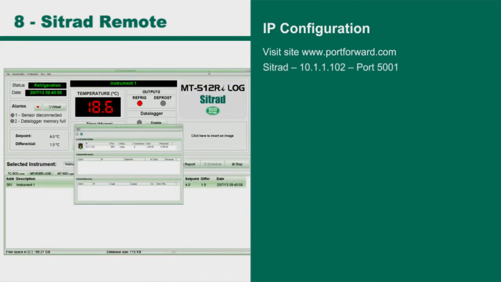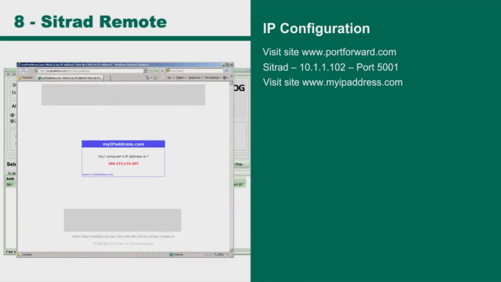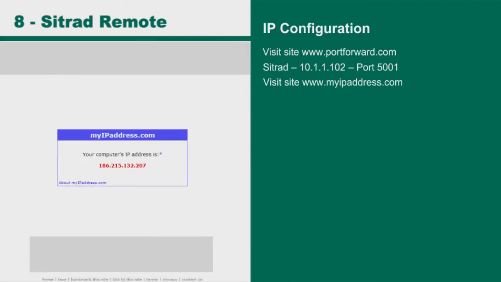We know our internal IP and configured the port for Sitrad. Now we need our external IP. To do so, visit www.myipaddress.com. Note the number that appears in red on the screen. This is the number for external access to Sitrad via Sitrad Remote.